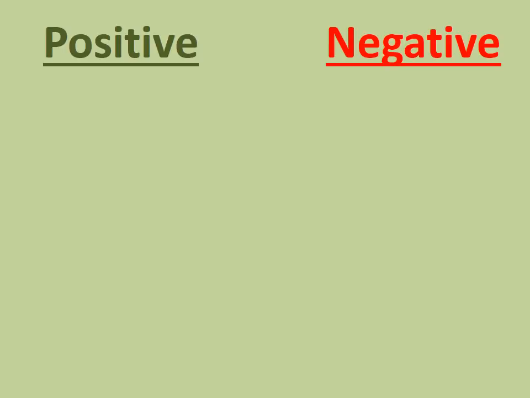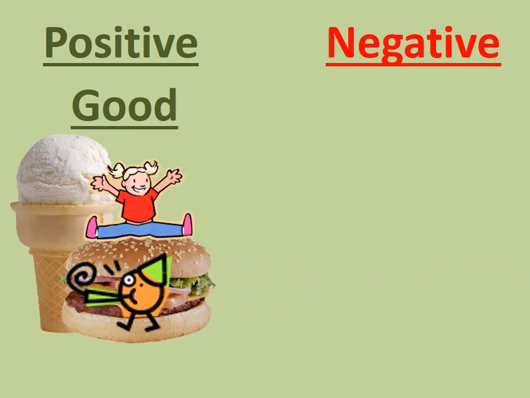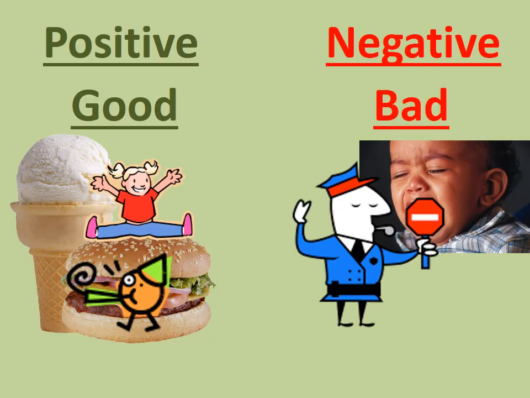Let's begin by thinking about the words positive and negative. What do they mean to you? Well, positive is something that's usually good. It's something you want, something you desire. Negative is used to describe something that is bad, something you'd really want to avoid.